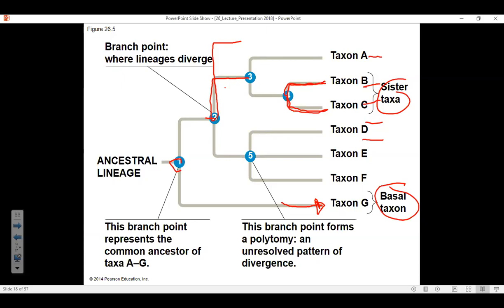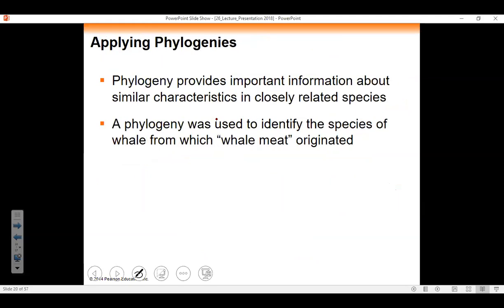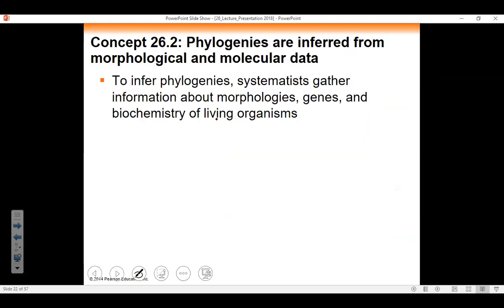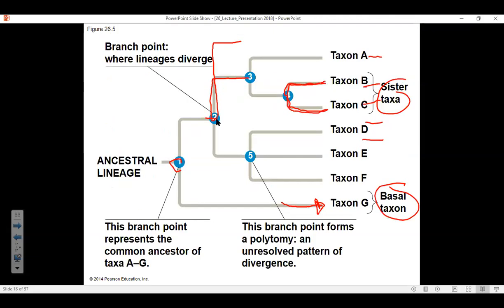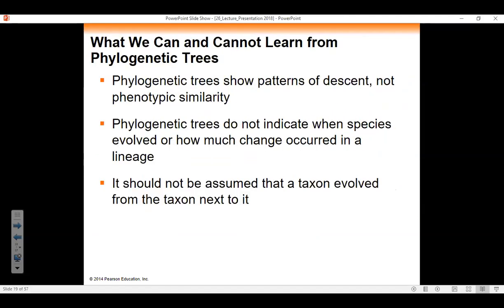So if we have different branches, we can have stuff called polytomy. Let's show you where this is. There we go. If you have a basal taxon, that's the one that's going to go off all by itself. It's called a rooted tree, if you can go all the way back to the last common ancestor. And then you have polytomy, and that's a branch that has 2 or more groups emerging. Do you guys see the branch here? Number 5, how it had 3 groupings come off? That's just called polytomy.